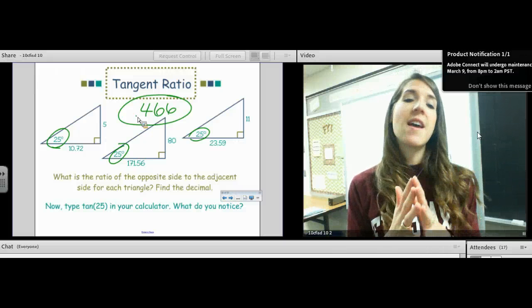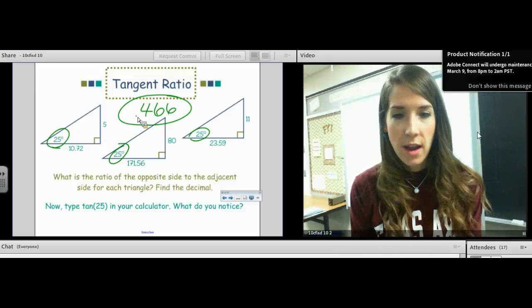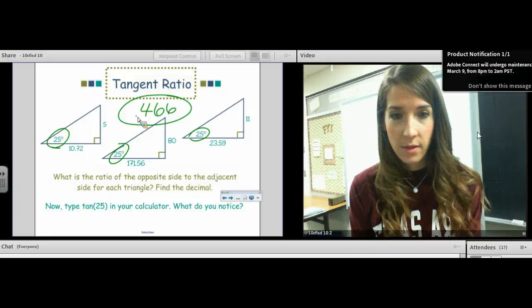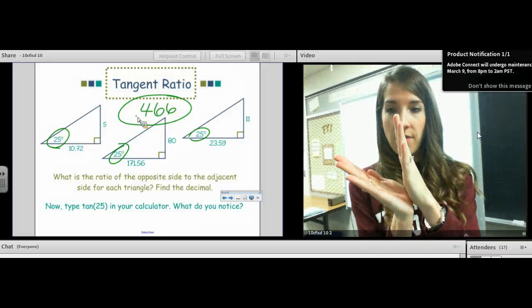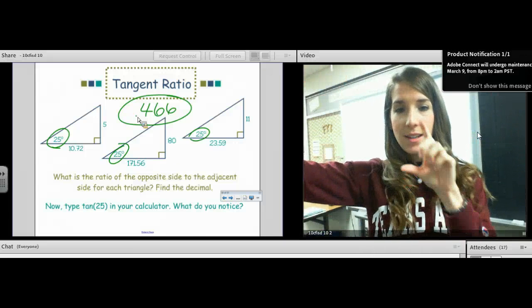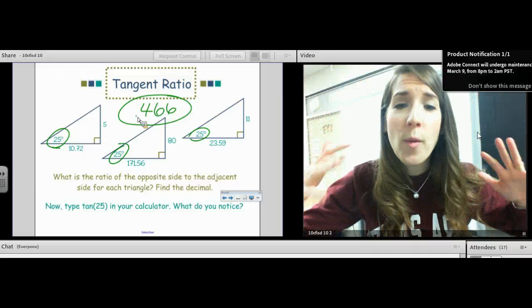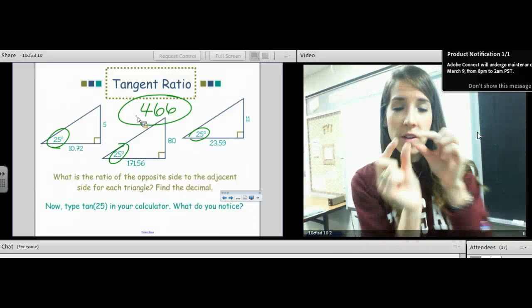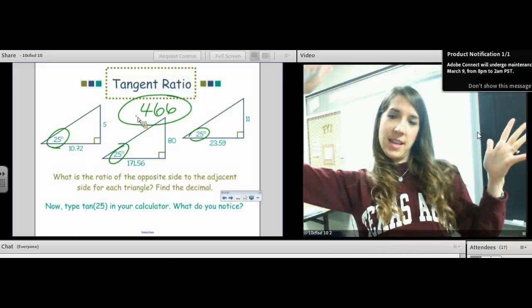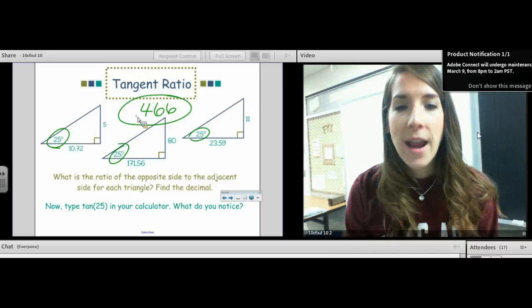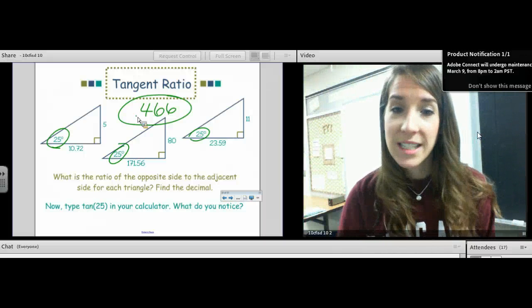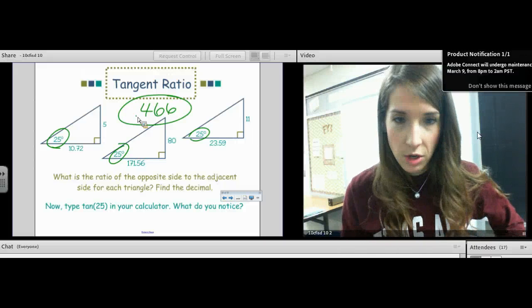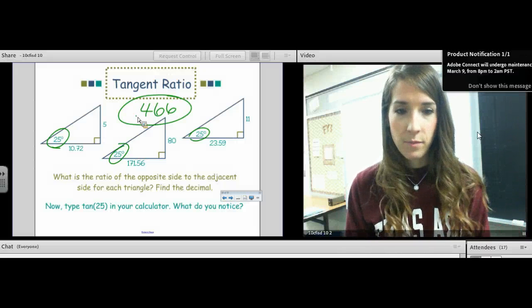Do you understand that when I have triangles of different sizes, my sides are going to be different every time. But if my angle is 25, the opposite side divided by the adjacent side is always going to be .466. No matter if my triangle is this big or this big, the ratio is always going to be the same. The sides are going to change, but the ratio of the sides is always going to be the same.